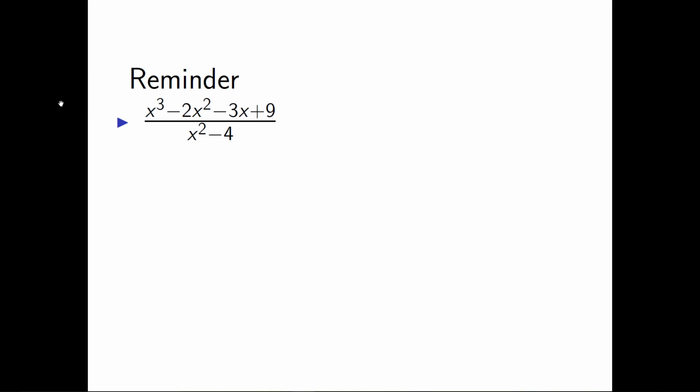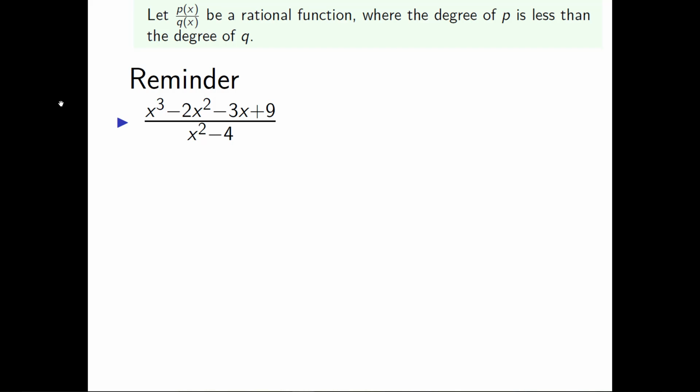Okay, just one quick reminder. Suppose we want to do partial fraction decomposition here. Now we'll notice that the degree in the numerator is 3, whereas the degree in the denominator is 2, and we need that degree in the numerator to be less. And I should make that clear, it's less, not less than or equal to, it has to be less.